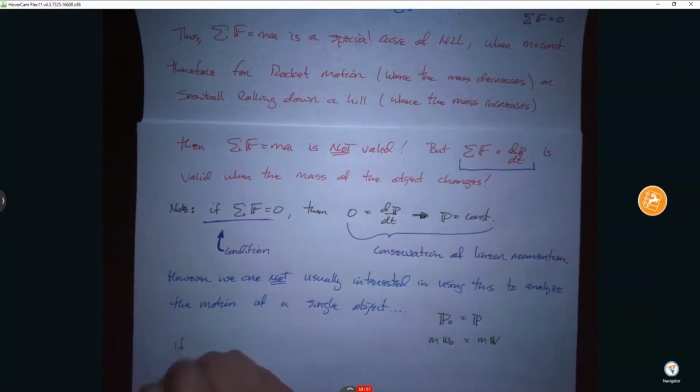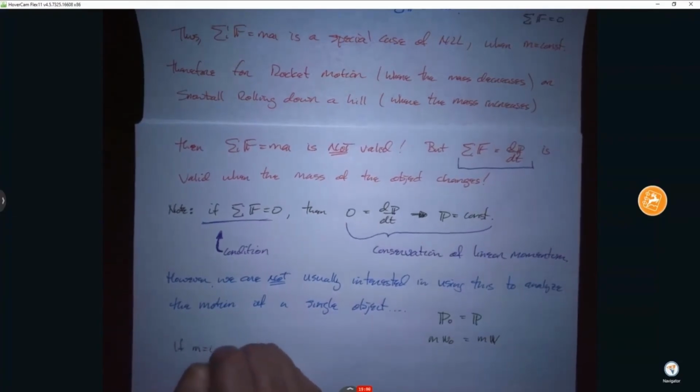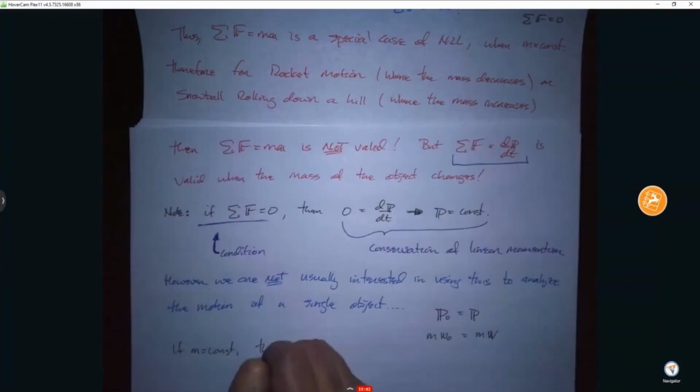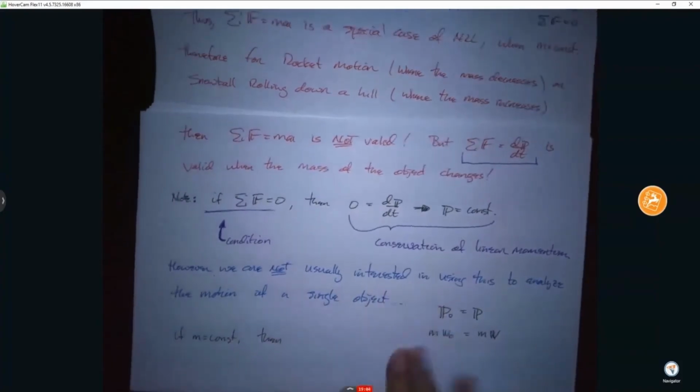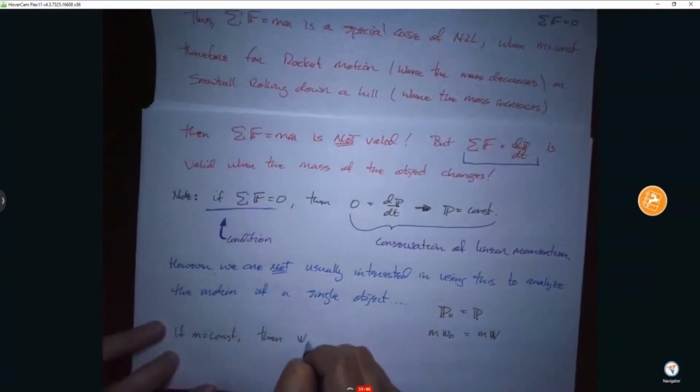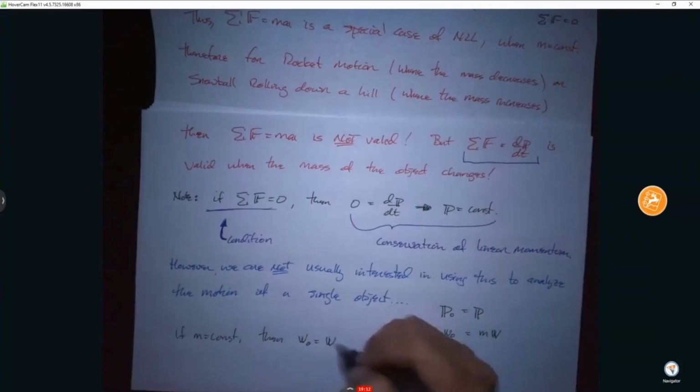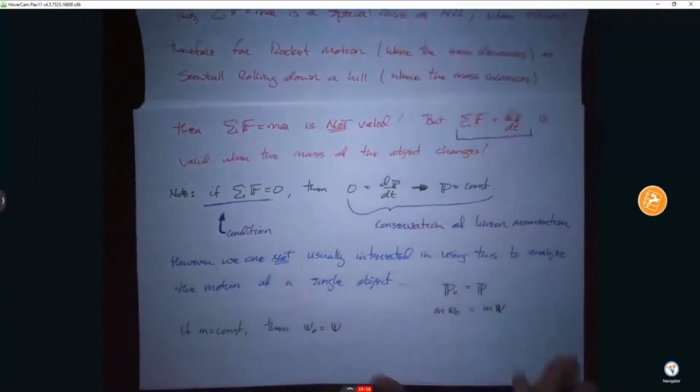So if our mass is constant, then the velocity is going to be constant. So it's either not moving or it's moving at a constant velocity, and for neither of those do I really need this technique to analyze. We can do other things to analyze that motion.